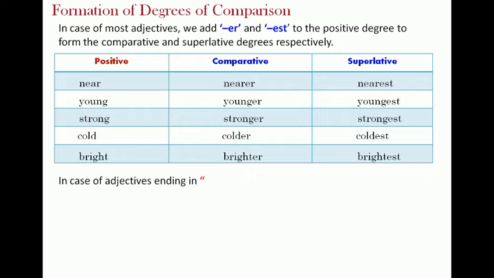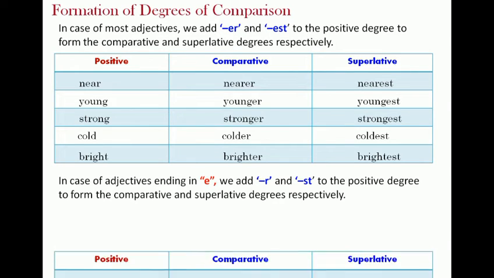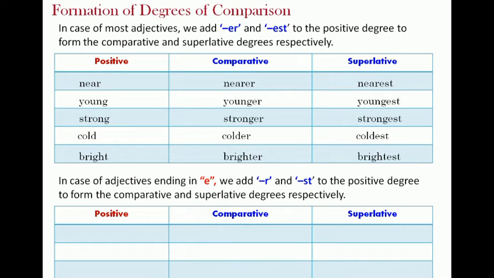In case of adjectives ending in e, we add r and st to the positive degree to form the comparative and superlative degrees respectively. You see here, fine, finer, finest, wise, wiser, wisest, strong, stronger, strongest.